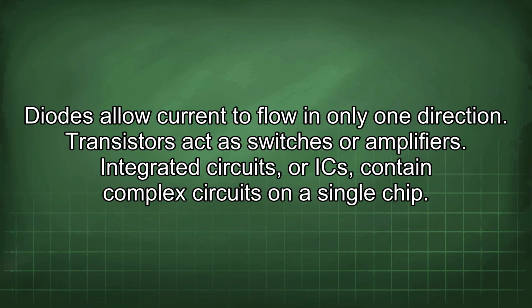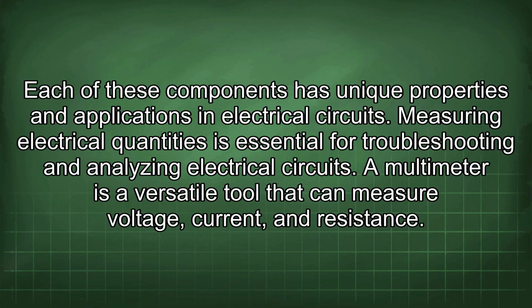Diodes allow current to flow in only one direction. Transistors act as switches or amplifiers. Integrated circuits, or ICs, contain complex circuits on a single chip. Each of these components has unique properties and applications in electrical circuits.